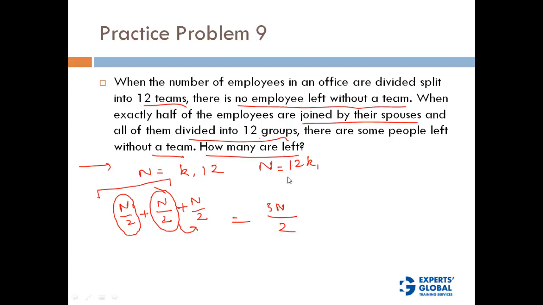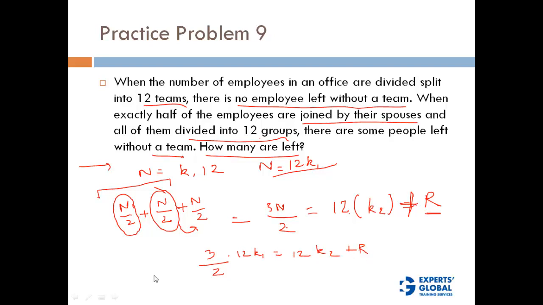Okay, how many people are left? So now we are asked to find out what is the remainder, what is this R? 3n by 2 have been divided into 12 groups, so it will get some quotient and we'll get some R. So what is this R? So let's just put n is equal to 12k1. So we get 3 by 2 into 12k1 is equal to 12k2 plus R. So what we get is 18k1 is equal to 12k2 plus R. So that means R is equal to 18k1 minus 12k2, right?